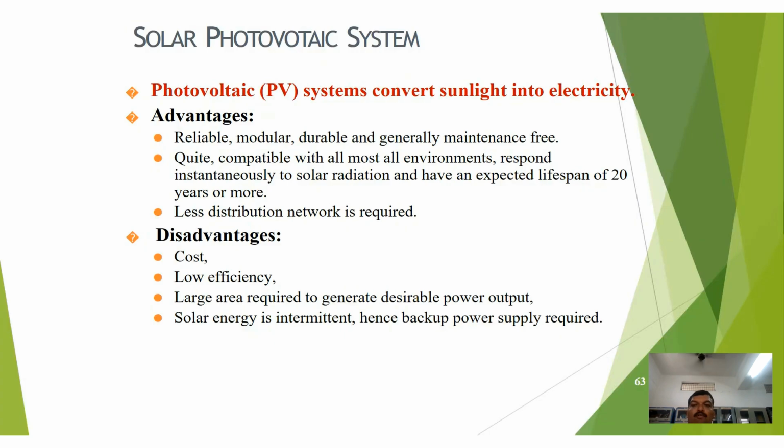The main advantages of using solar photovoltaic systems are that it is reliable, it is durable, and generally maintenance free. So less distribution network is required. The major disadvantages are cost, low efficiency, and the large area required to generate the desired power output. Solar energy is intermittent, hence a backup power supply is required.